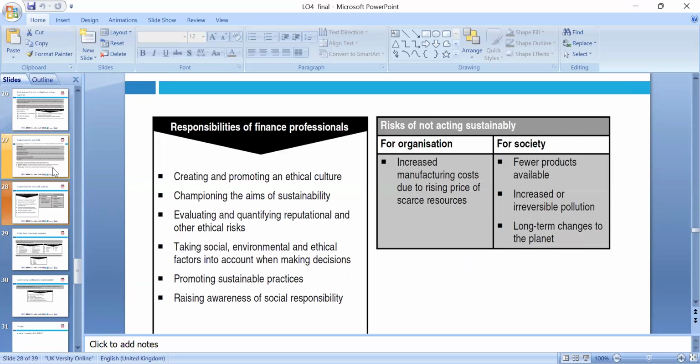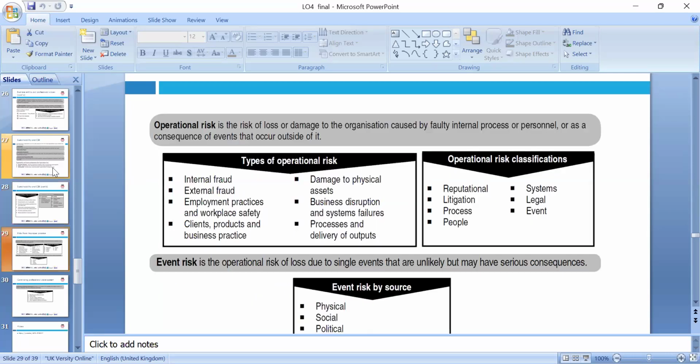The responsibilities of finance: creating and promoting an ethical culture, championing sustainability aims, evaluating and quantifying reputation, taking social, environmental and ethical factors into account and promoting sustainability. For the organization, increased manufacturing benefits society, with more products available. So we need to consider risk, and not acting.